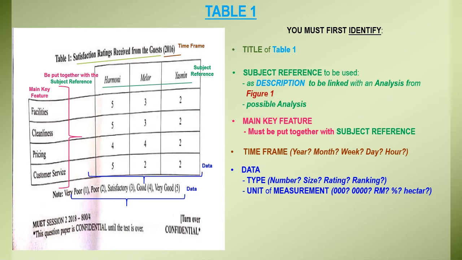Rating data is different. It is not something that is countable. Instead, it is a quality of a feature about the subject reference. The number you see in Table 1 is a rating scale. A different number represents a different rating scale. For example, 1 refers to very poor rating scale. 2 refers to poor rating scale. 3 refers to satisfactory rating scale.